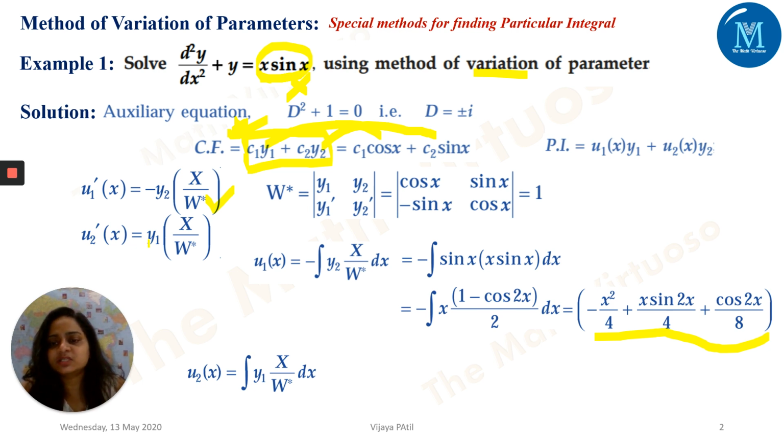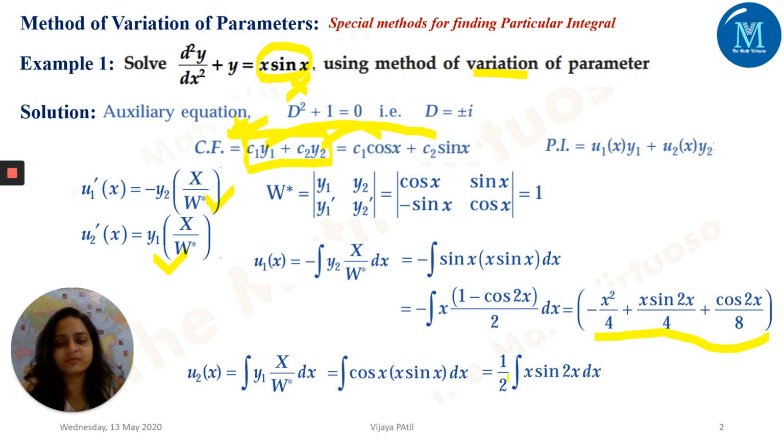u2 is obtained by integrating the second equation. u2 is the integral of y1(x) upon W star dx. Again putting the values, y1 is cos x and X is x sin x dx. So cos x into sin x is 1 by 2 times sin 2x, and this x will remain as it is. In the 1 by 2 integral of x sin 2x, again by integration by parts, we get minus x by 4 cos 2x plus sin 2x by 8.